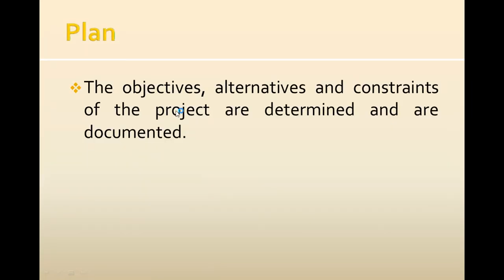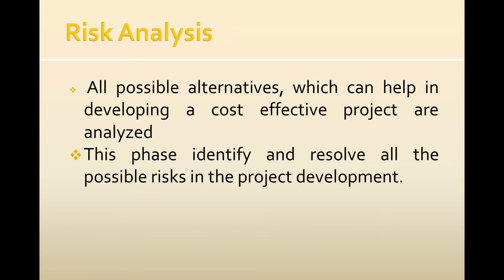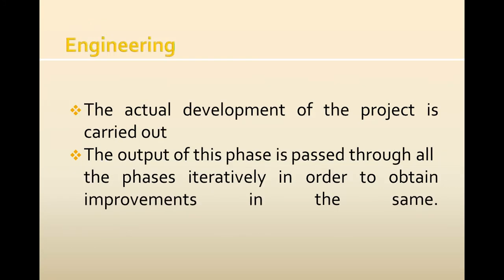Then plan means the objectives, alternatives and constraints of the project are determined and documented. Okay, in the risk analysis, all possible alternatives which can help in developing a cost effective project are analyzed. This phase identifies and resolves all the possible risks in project development. If we are talking about the engineering phase, the actual development of the project is carried out. The output of this phase is passed through all the phases iteratively in order to obtain improvements.